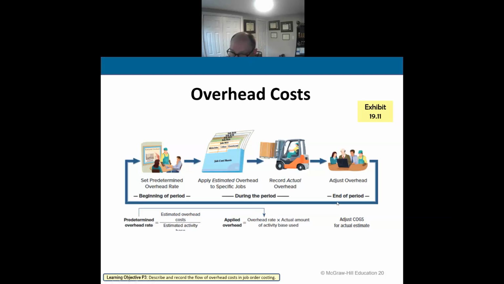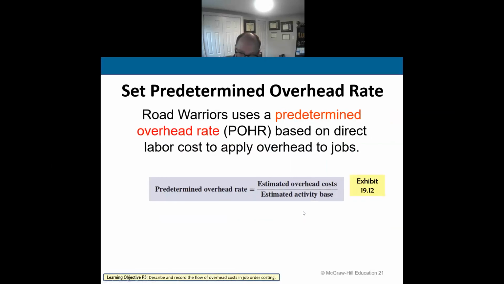And at the end of the accounting period, we would make adjustments if it's over or under that estimate. So for the predetermined overhead rate, again, we take the estimated overhead costs for the year divided by the activity base for the year. In our example, I have $1.5 million, so 1,500,000, divided by 10,000 labor hours. So 1.5 million divided by 10,000 hours equals $150 per overhead hour.